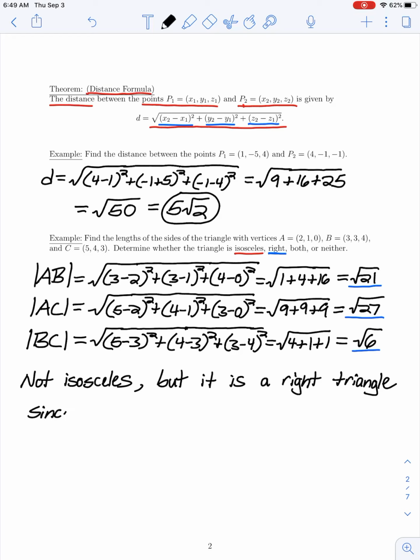Since the length of AB squared plus the length of BC squared is equal to the length of AC squared, certainly it is not both nor neither, but we found that it is not isosceles, but it is a right triangle. So this distance formula can be used to provide some insight about different types of figures in three-dimensional space.